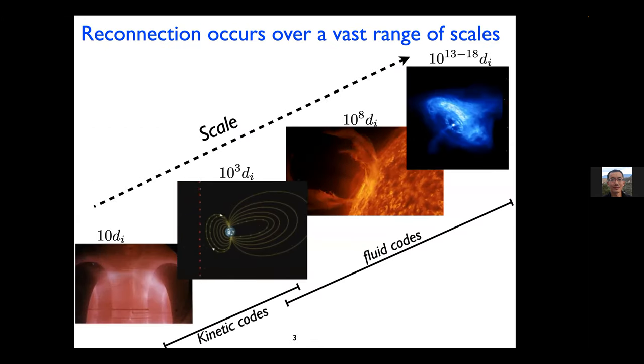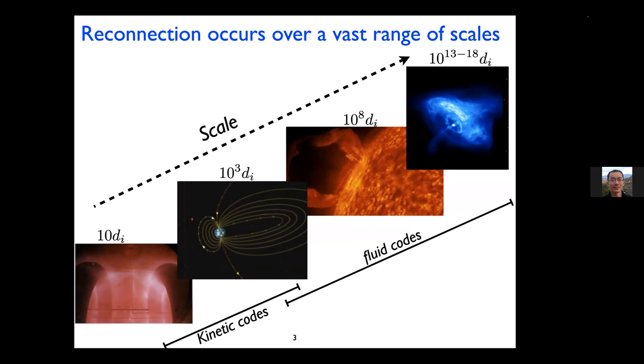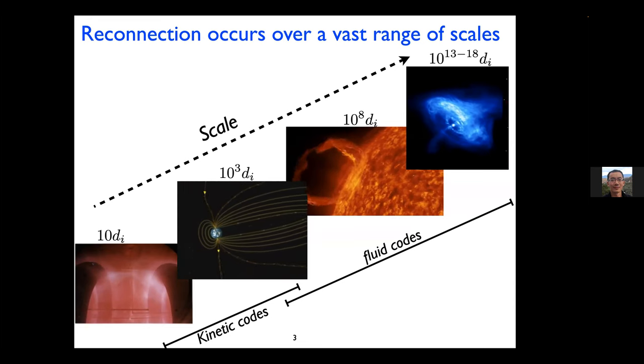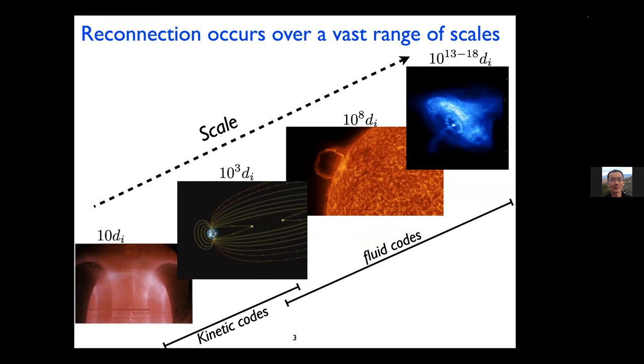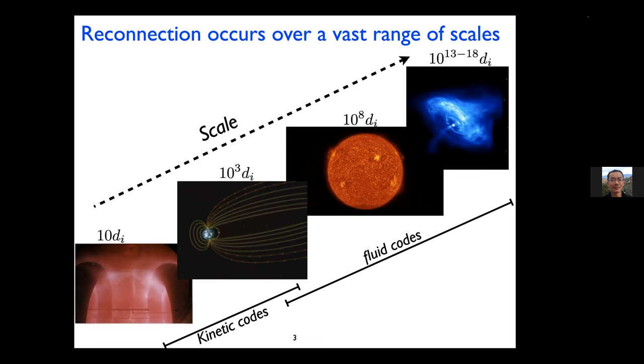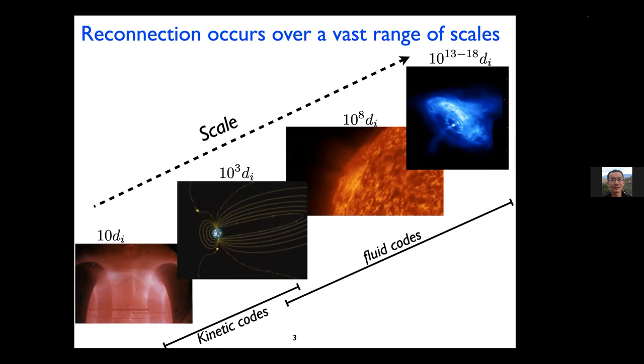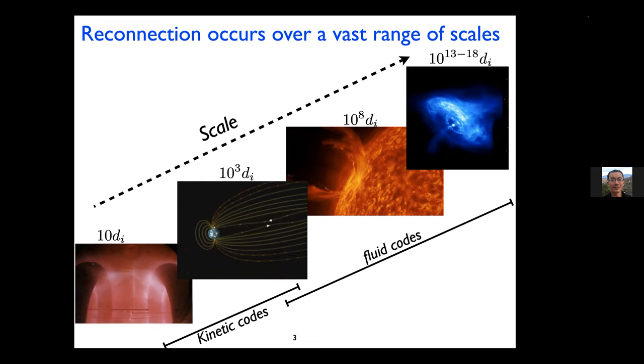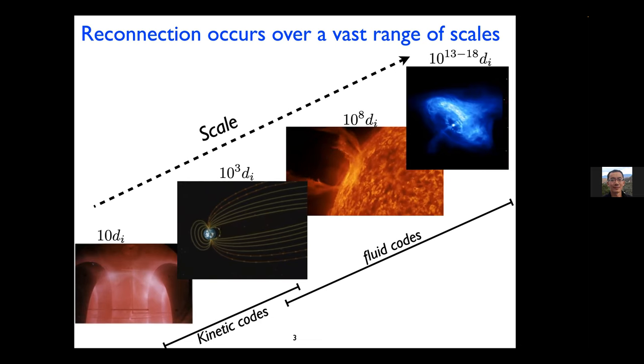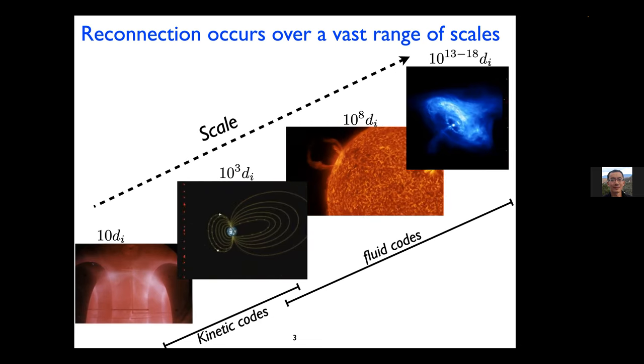And here are a few examples of reconnection. Of course, wherever you can find a plasma, you probably can have some kind of reconnection. But this also illustrates that different communities deal with different scales, if you normalize the system scale to the plasma kinetic scale. Here I'm using d_i, the ion inertial length. In the laboratory, they usually deal with a fairly small system. Sometimes you have a couple of d_i, but some experiments can be as large as 10 d_i. There we can actually use fairly robust, fully kinetic simulations to handle the whole experiment.